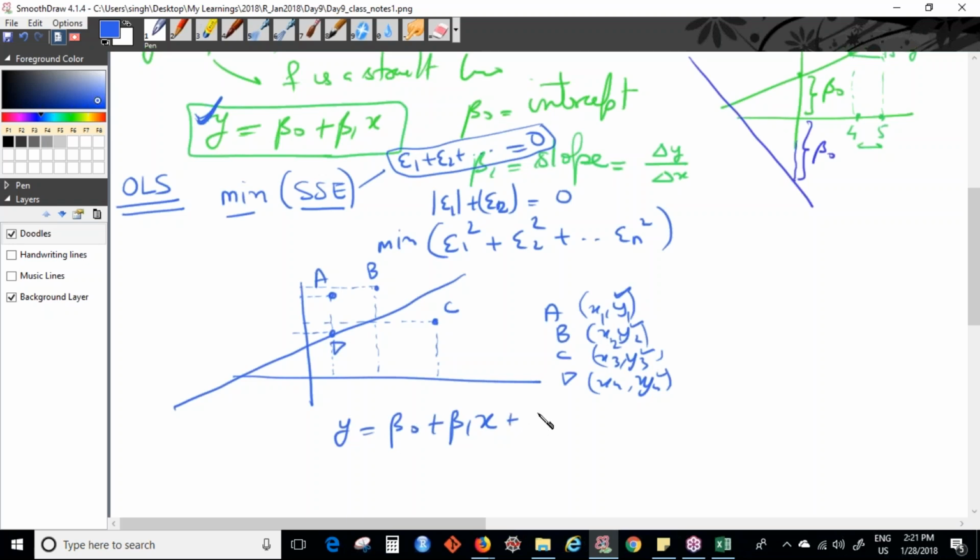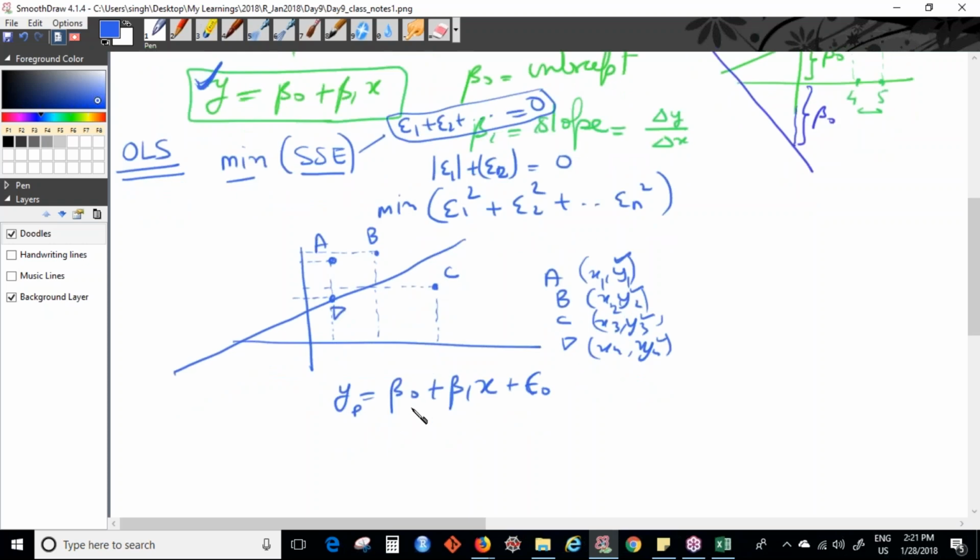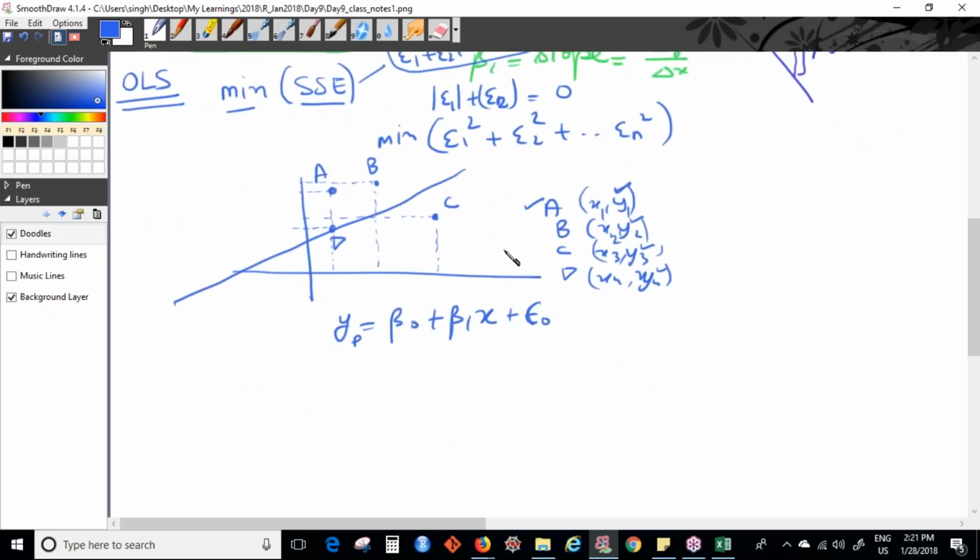Usually in some books, you will have an error term also here, because the line always makes some error, right? The error will never be zero. So for each prediction, you might have some error. If you don't have an error, for example for point D, the error will be zero. But this way also it is written. So for point A, your prediction will lie here. Your prediction is giving you the value at this point.